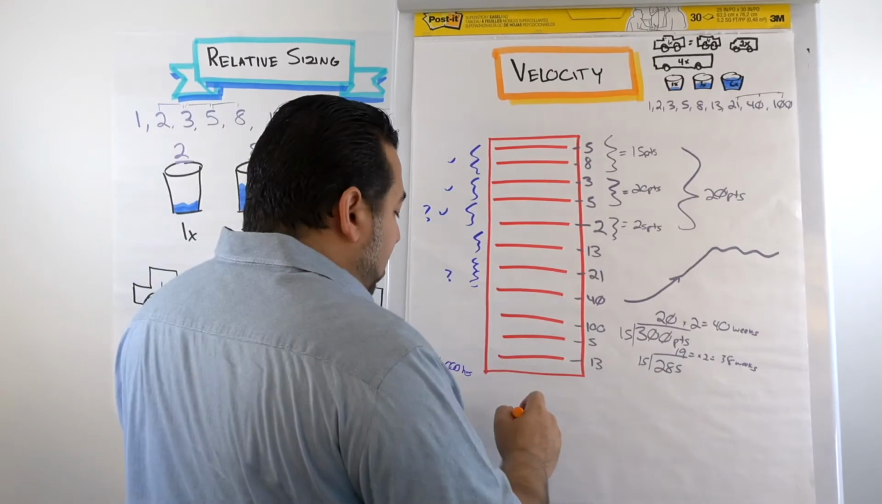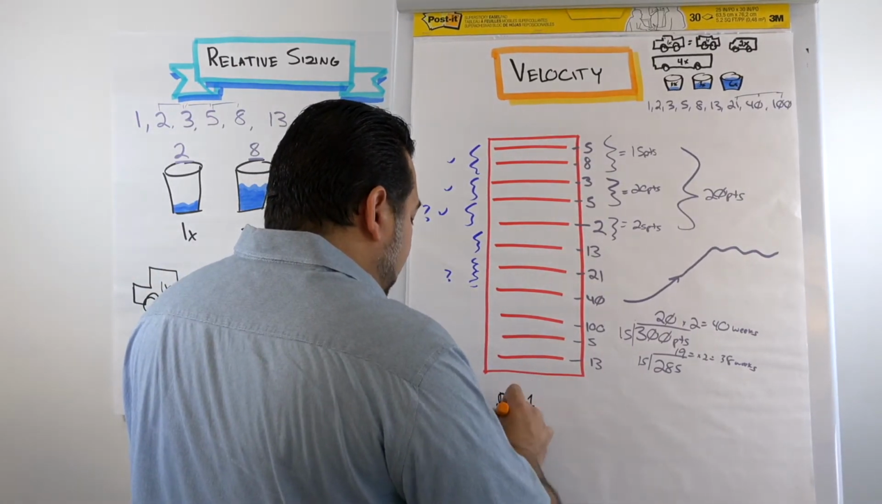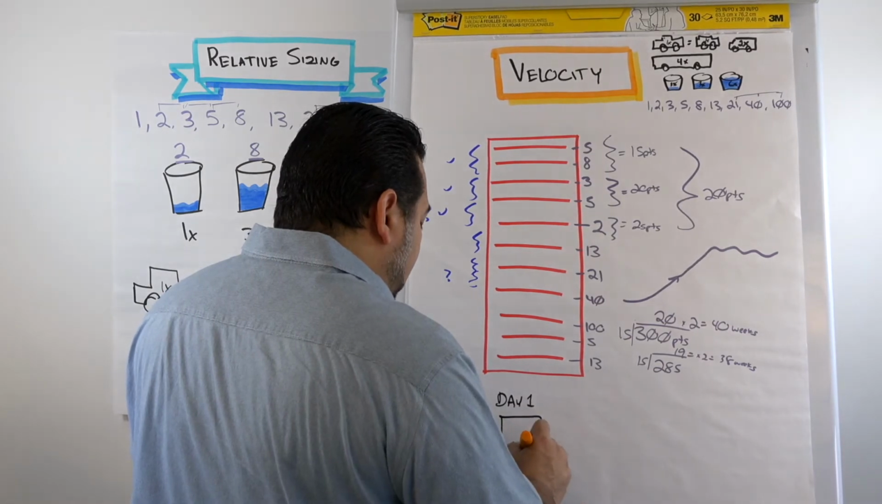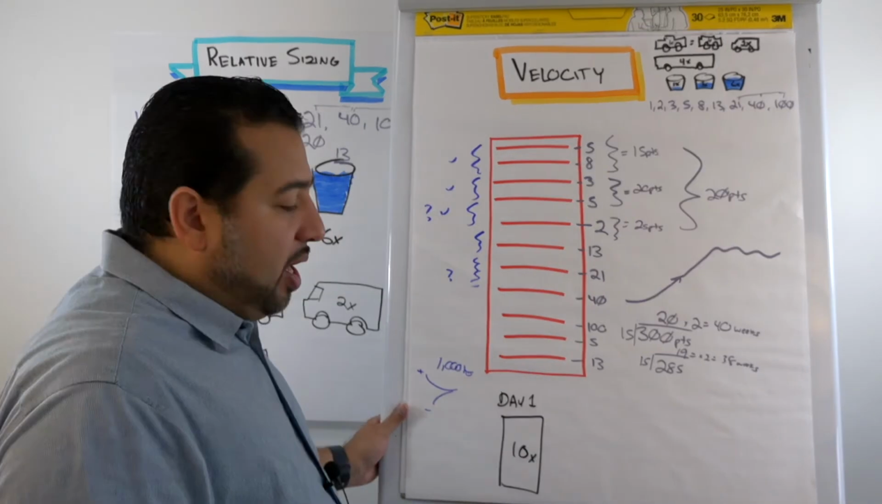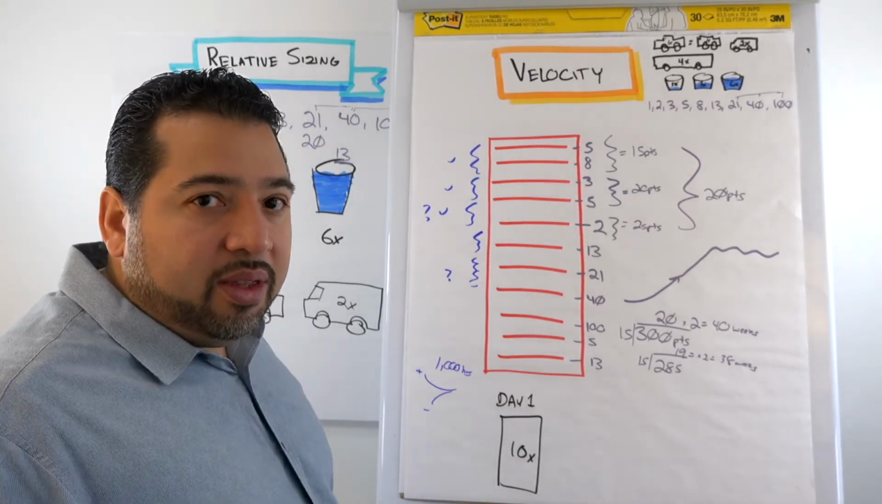So if I know that in a single day, day 1, you can do 10 cars, that's your velocity. You wash cars for a day, and you end up doing 10 of them. That's your velocity.